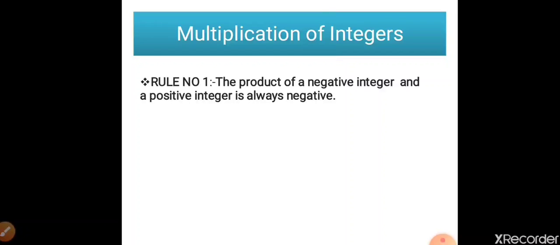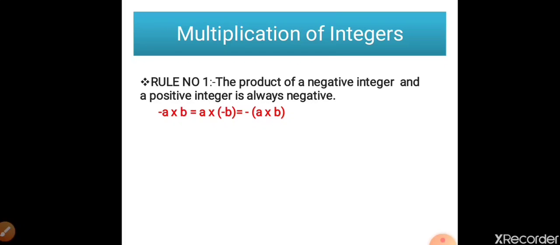Now before we proceed further with multiplication, I want all of you to know that there are certain rules that you need to follow while multiplying integers. These rules, you can consider them to be the golden rules that you have to follow. You cannot avoid them. Alright, so here comes the first rule. The first rule says the product of a negative integer and a positive integer is always negative.